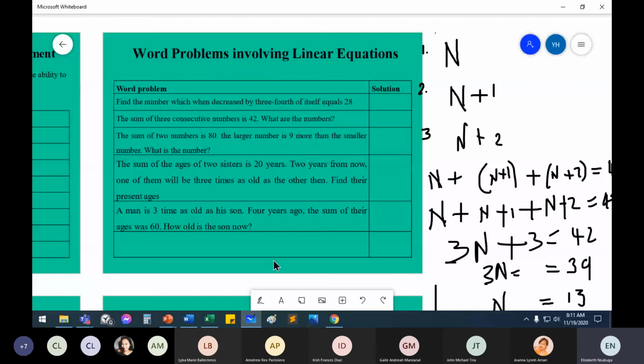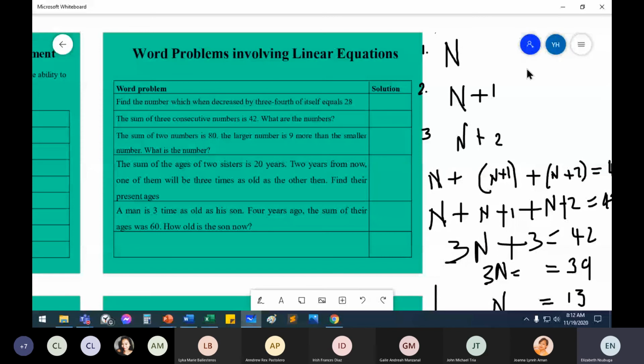Okay, so like this one, the sum of 2 numbers is 80. The larger number is 9 more than the smaller one. What does that mean? 9 more than means addition. What is the number? The question is asking for the number, not for the sum, so what are you going to do? Always give a variable to the unknown which they're asking. Usually it's the one you give a variable. I'll call it N, I call it B, I call it X, any letter from the English alphabet.